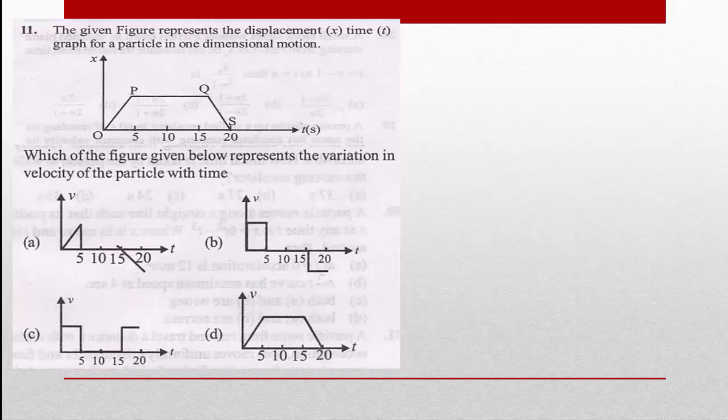Which of the following given below figure represents the variation in velocity of the particle with the time? In the graphs given here, we have to find which graph represents the variation of velocity of the particle with respect to time.